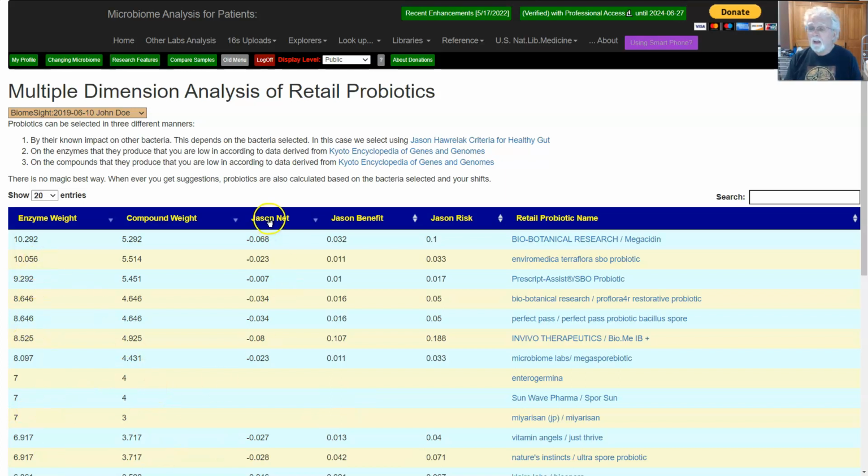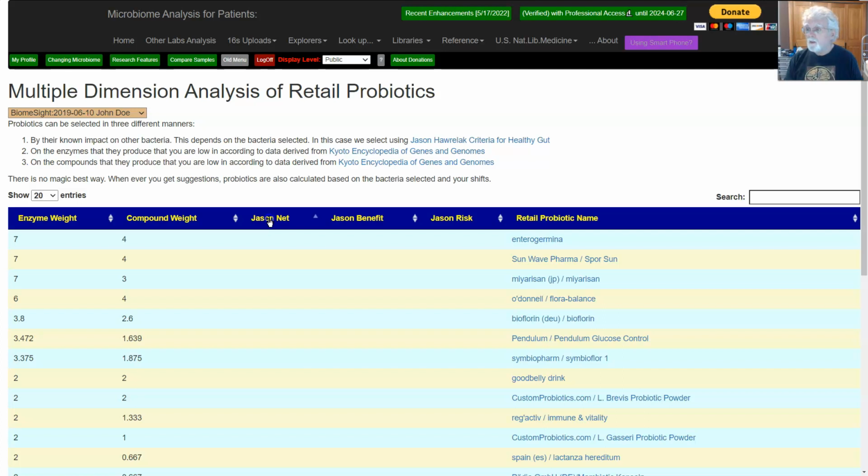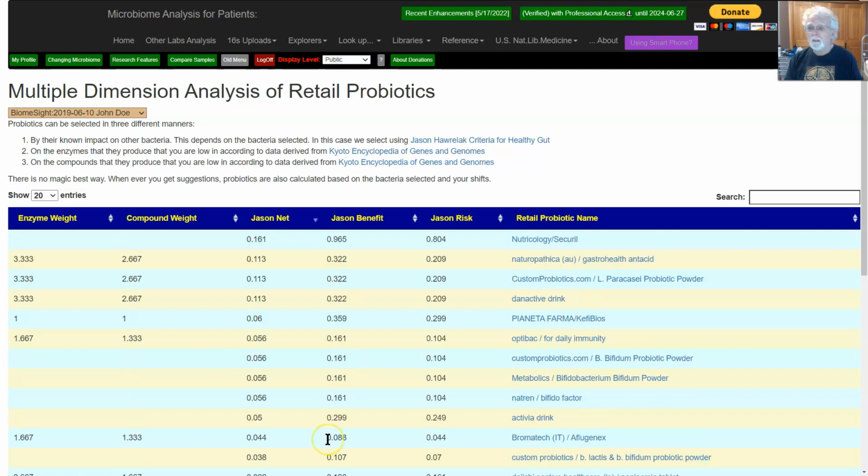You could go over here and you can click here, and now you can see the ones which have the best benefit, in which case here we have blank because none of the enzymes or compounds in this particular bacteria. Either we don't have any information about that particular species, or the compounds being produced by the species are not ones that you're short of. So we end up having to figure out which way you want to do.